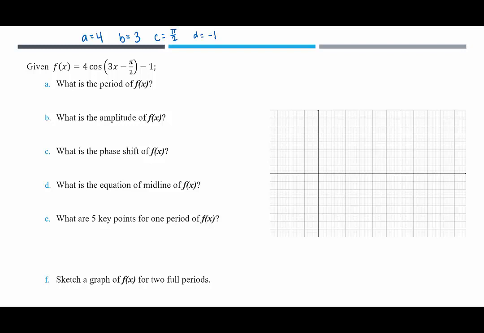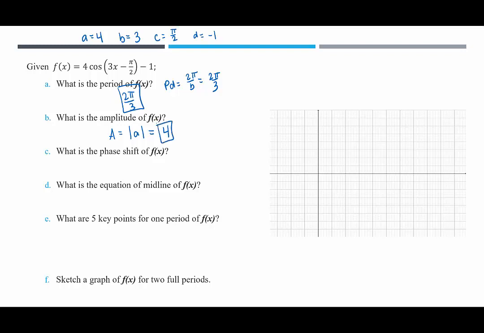Okay, so now that we have those labeled, just taken from the function that we were given, let's figure out what is the period for f of x. So to determine the period of a sine or cosine function, we're going to take 2 pi and divide it by b. In this case, b is equal to 3, so our period will be 2 pi over 3. Okay, so we've answered part A. How about part B? What is the amplitude of f of x? The amplitude is uppercase A, and it is the absolute value of lowercase a, so it's going to be the absolute value of 4, which is 4.